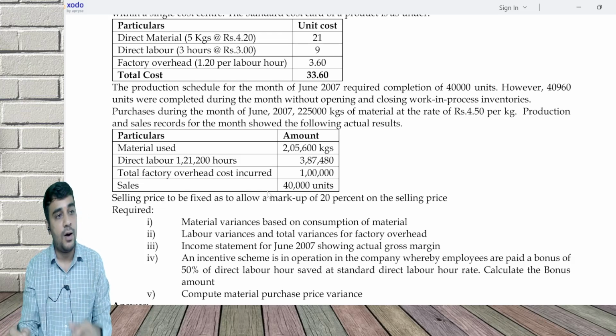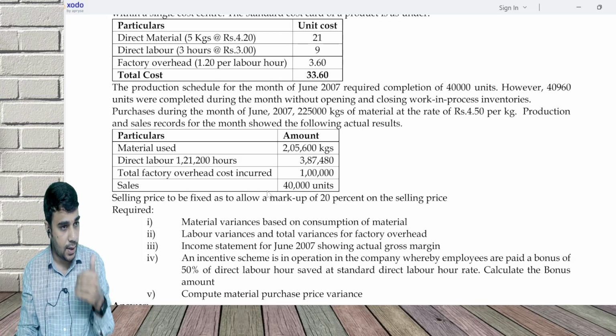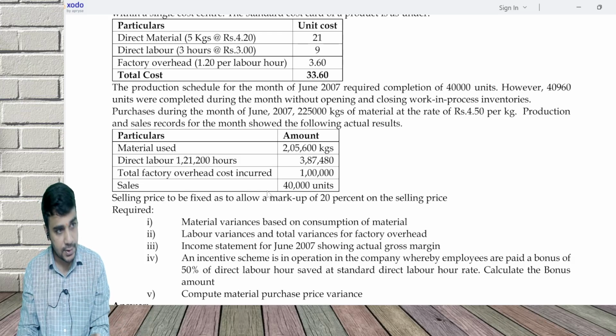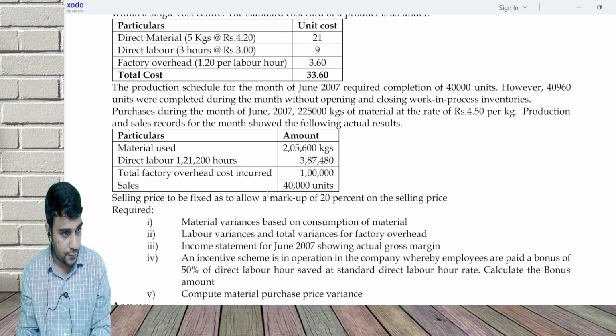In reality, cost can go up, cost can go down. You cannot change the price based on your cost changes, because price is determined at the beginning of the period. Costs are determined at the end of the period.